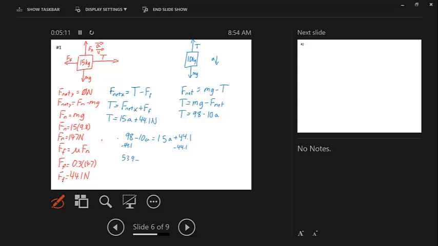53.9 minus 10A is equal to 15A. I'm going to go ahead and add 10A, and I get 53.9 is equal to 25A, and then I divide by 25, and I get A is equal to how much? 2.156 meters per second squared.